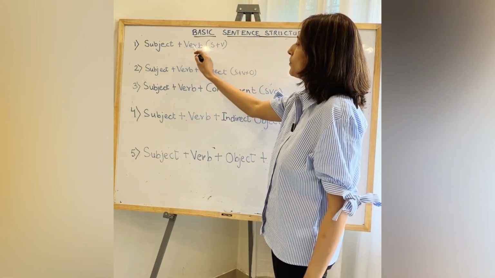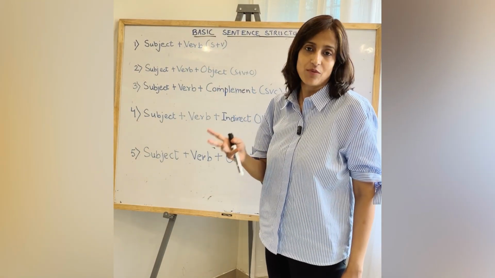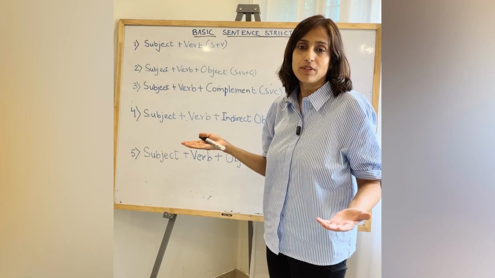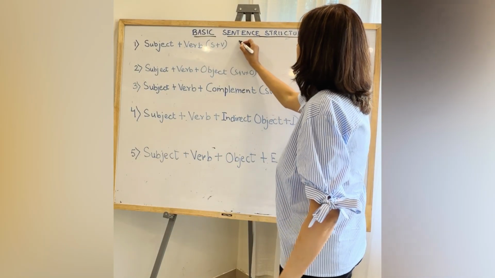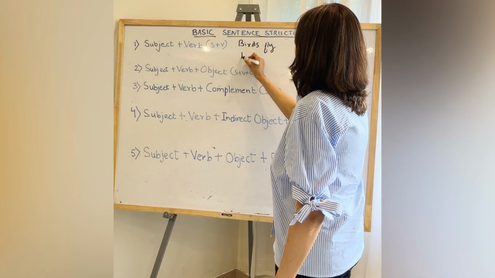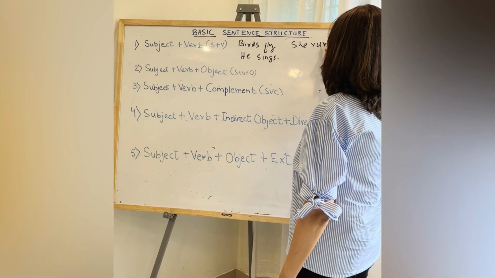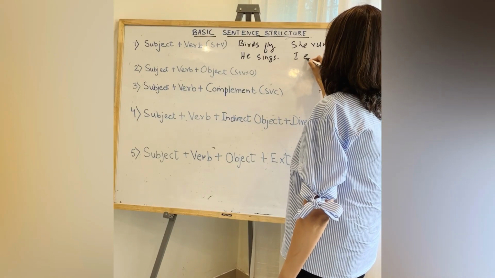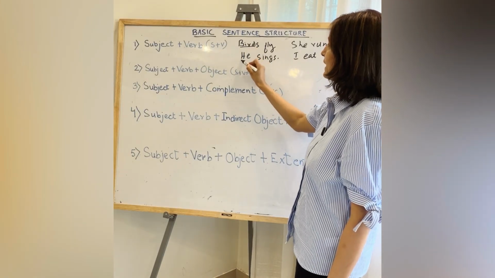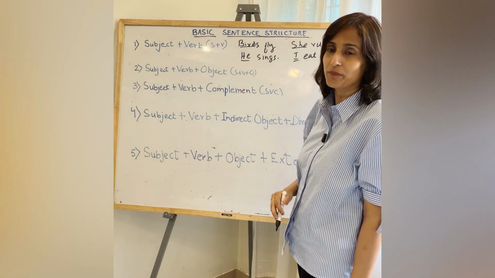Number one is subject plus verb. These kind of sentences, there are only two words. One is the subject and one is the verb. Subject being the doer of the action and verb is the action being done. Birds fly, he sings, she runs, I eat. In all of these sentences, there are only two words. Birds, he, she and I are subjects and fly, sings, runs and eat are verbs.